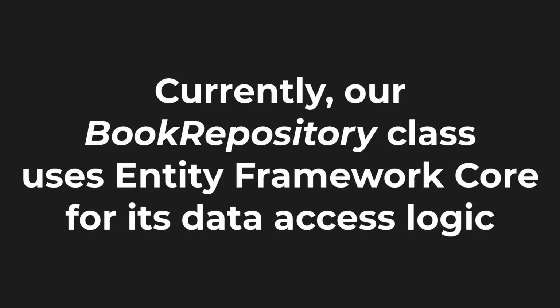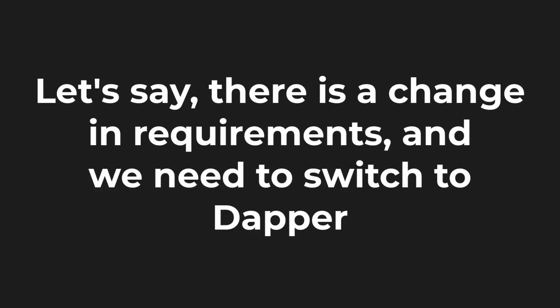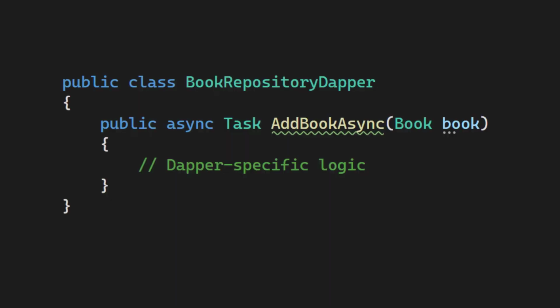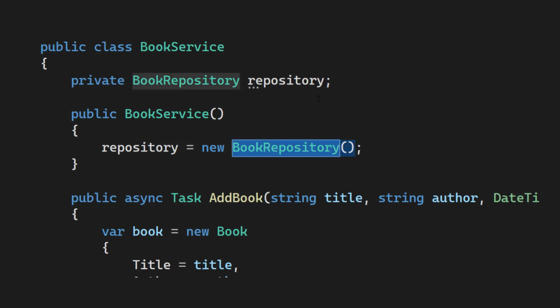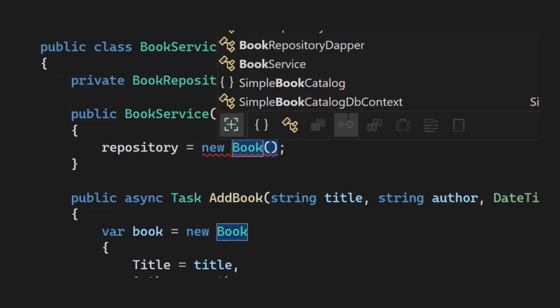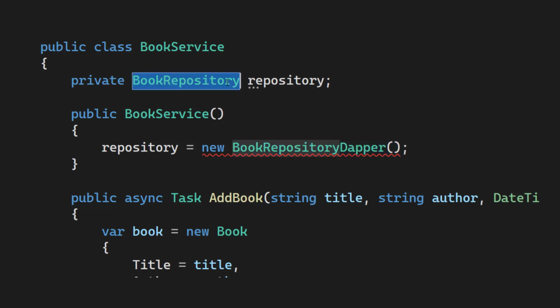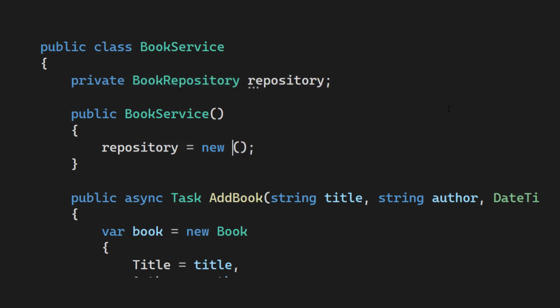Currently, our book repository class uses Entity Framework Core for its data access logic. Let's say there's a change in requirements and we want to switch to Dapper. So we can go ahead and create a new class called book repository Dapper that contains Dapper specific logic, but then we have to make sure to modify the book service class to refer to the new book repository Dapper class instead of the old book repository class. Here we only have a single reference, so it is easy to do. But what if there were many classes that refer to book repository? Then we have to modify in multiple locations, so the code is now hard to maintain.